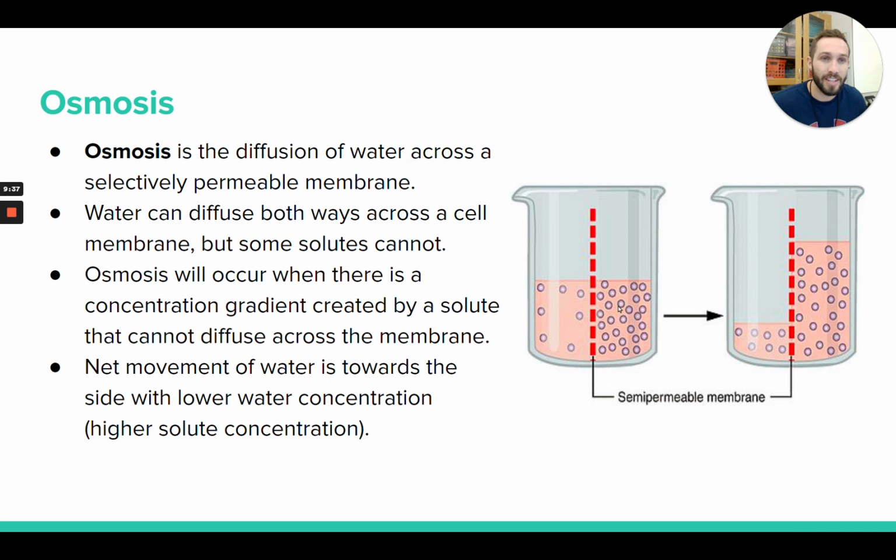Osmosis is another good example. This is a lot like diffusion, but in this case, it's the diffusion of the water, not the solute. So now we're going to look at water moving across a membrane and not the solute specifically moving across the membrane. And so whenever we're looking at a net movement of water across a membrane, we call that osmosis.